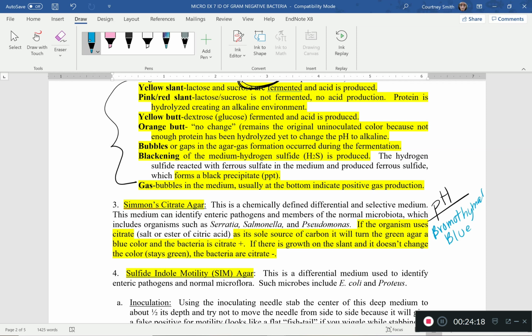And then if you are reading this test, ideally you will see a color change. So if your agar turns a royal blue, like very, very vibrant blue, it is positive for citrate. That means that it uses it as a final carbon source. But if your slant doesn't change to that royal blue, it stays a green color, then it's negative for citrate, so it does not use citrate as a final carbon source. So that's for Simmons citrate.